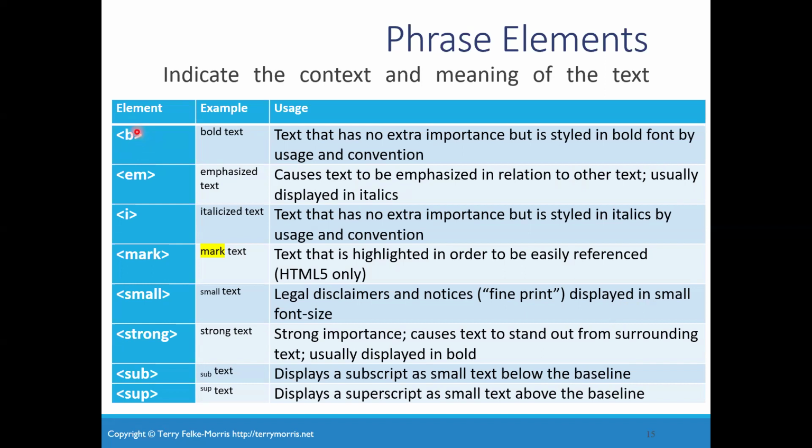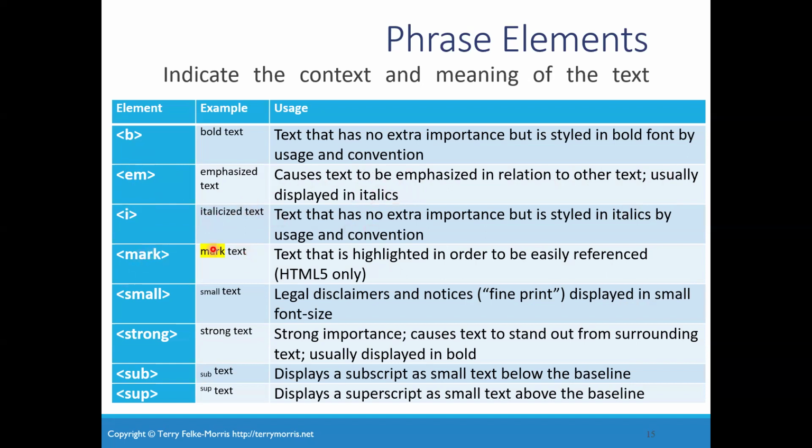We have the B element. Its usage is that it boldens the font, so it will make a text bold. We have the EM. It causes text to be emphasized in relation to other text. Usually it displays in italics. Any content that you wrap in between the EM element will display in italics. You know what italics means. We have the I element, which also displays italicized text.